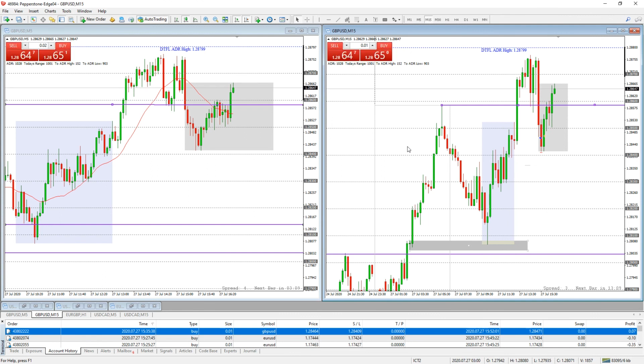So that's some very simple price structure trading. You'll get used to it, you take a look at it.